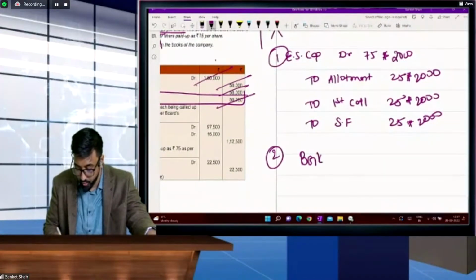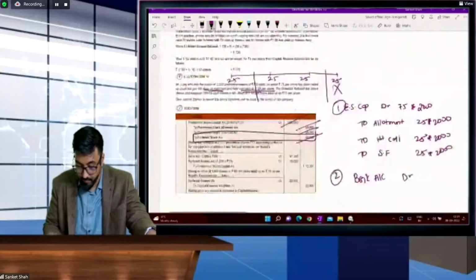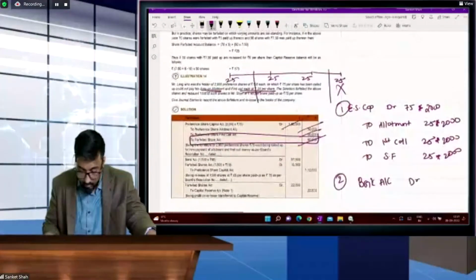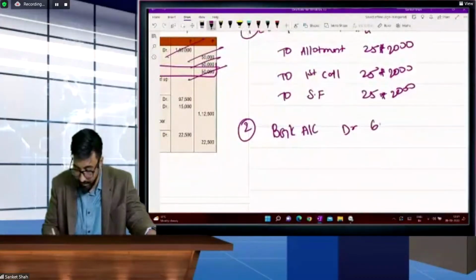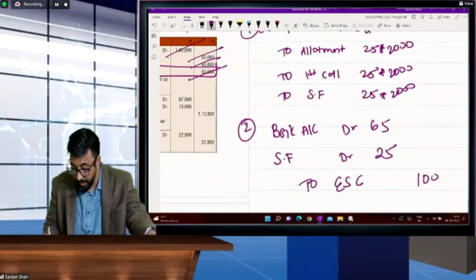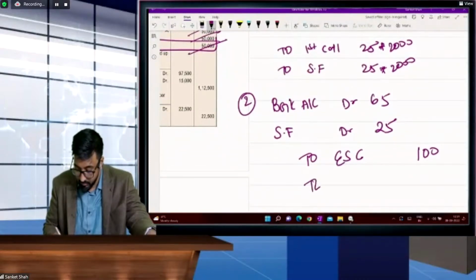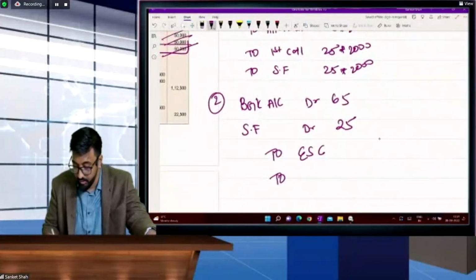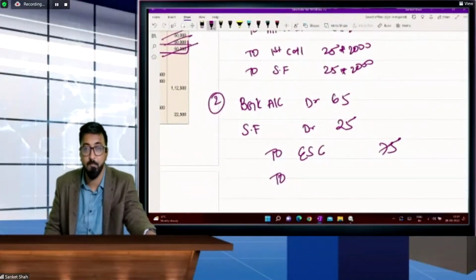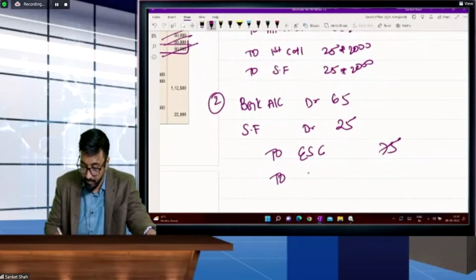Now reissued. Bank account debit 65. Shares forfeited account debit 25. To equity share capital 100. Sorry, till now we received only 75. Sorry, 75 is to equity share capital. And to capital reserve is 15.